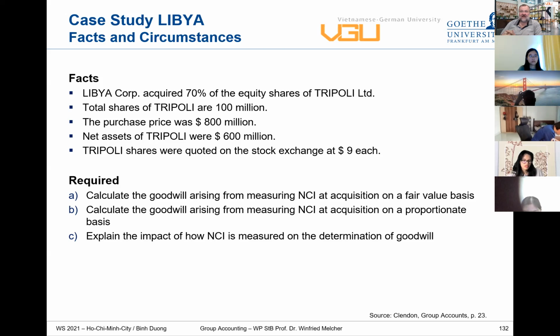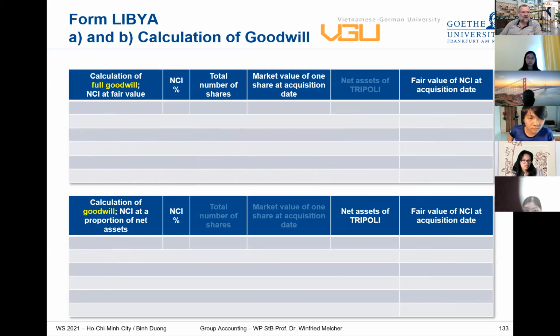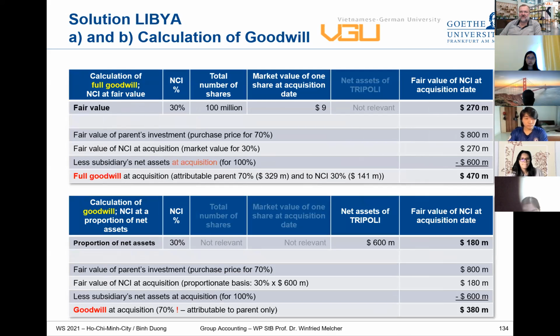We just had a look at the case study Libya. You will see the facts and circumstances on page 132. I think what I saw was very good. So basically we used these two tables for the solution for A and B, calculation of goodwill. And I discussed that already with some of you. So let me explain again.